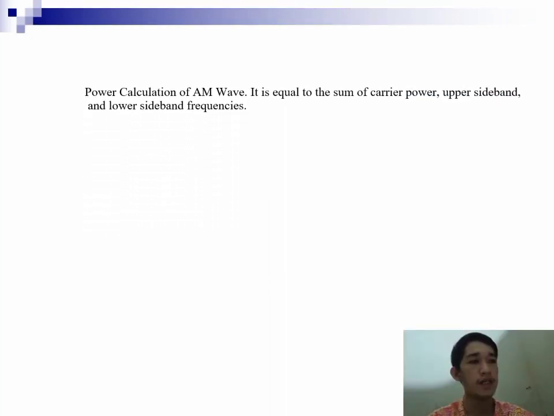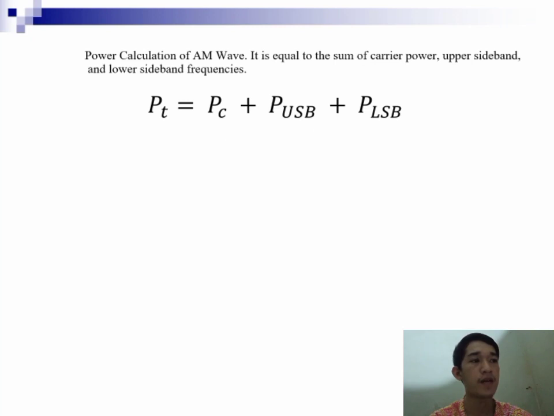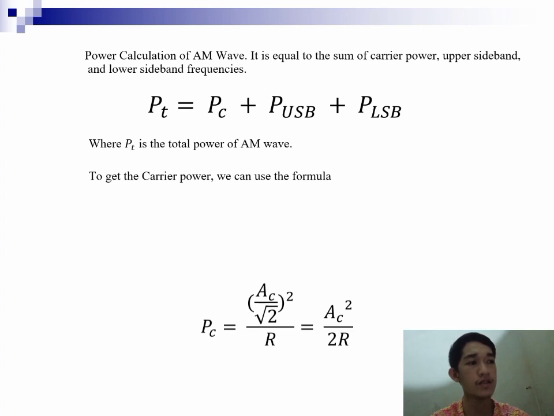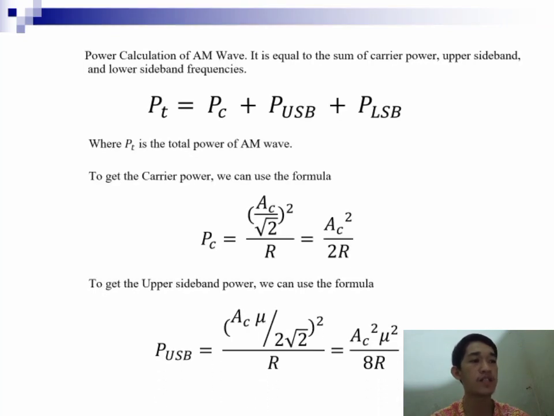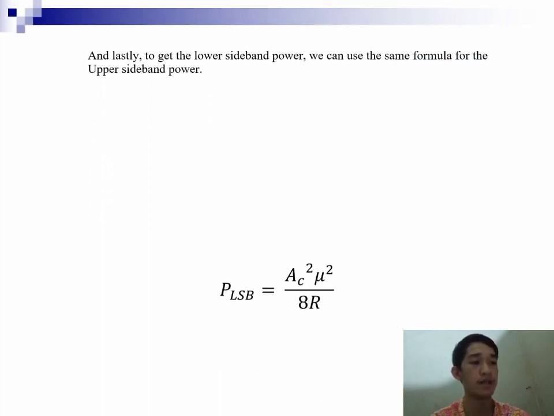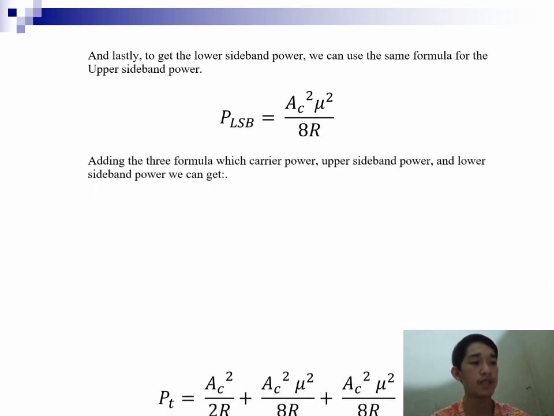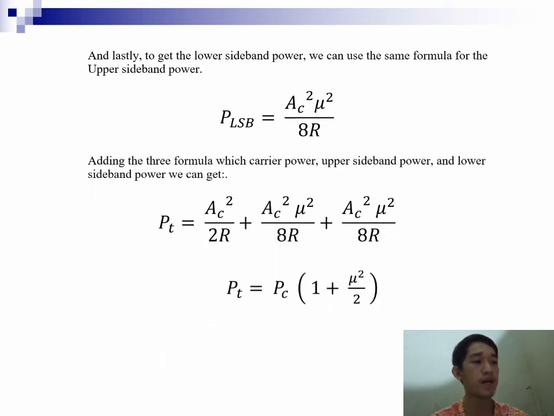To get the power of the AM wave, just add the carrier power, upper sideband power, and lower sideband power. To get the carrier power, use the derived formula: carrier amplitude squared divided by 2R. To get the upper sideband power, use the derived formula: carrier amplitude squared multiplied by modulation index squared, all divided by 8R. The same goes for the lower sideband. By adding the three formulas, we derive that the AM wave power is equal to the carrier power multiplied by 1 plus modulation index squared divided by 2.